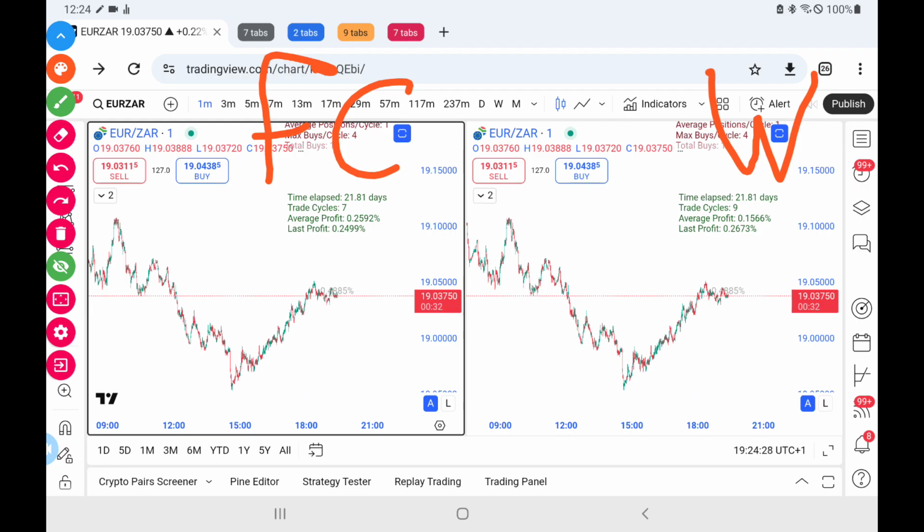Because in this case, with the European ZAR, the last profit of the full candle is only 24 pips. Well, almost 25. But the last profit of the wick is 26 pips. So the differences get turned completely upside down in some very interesting case studies.